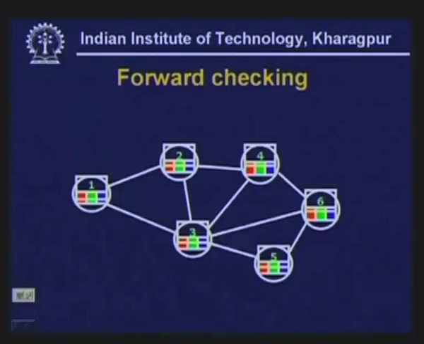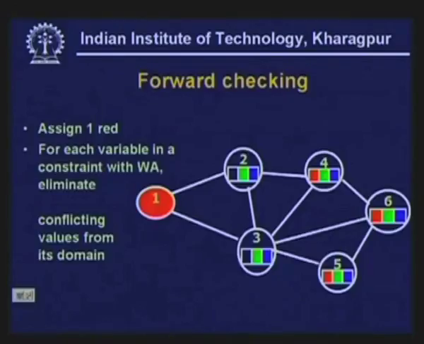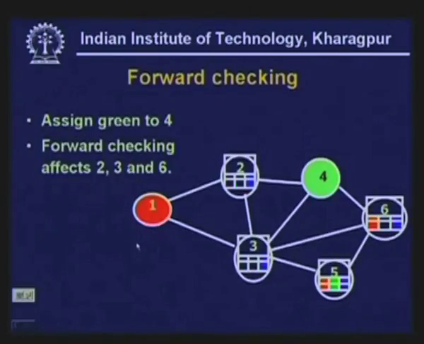Now, if we do forward checking, let us see what happens. Suppose we first pick up 1 and we assign 1 to red. Now, if we assign 1 to red, 2 and 3 cannot be red. So, we reduce the domains of 2 and 3, they are blue or green. For each variable which is in constraint with 1, we eliminate the conflicting values from the domain. Next suppose we assign green to 4. Now, if we assign green to 4, 2, 3 and 6 cannot be green. So, we remove green from the domains of 2, 3 and 6. Now, 2 can be only blue, 3 can be blue, 6 can be red or blue.